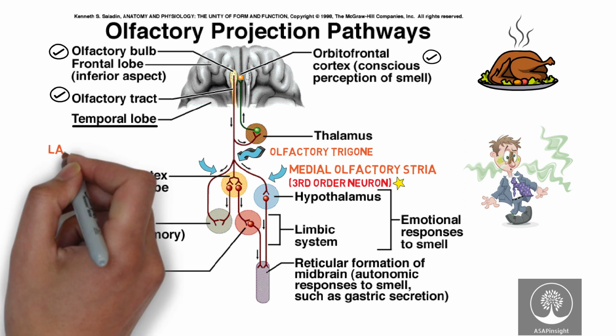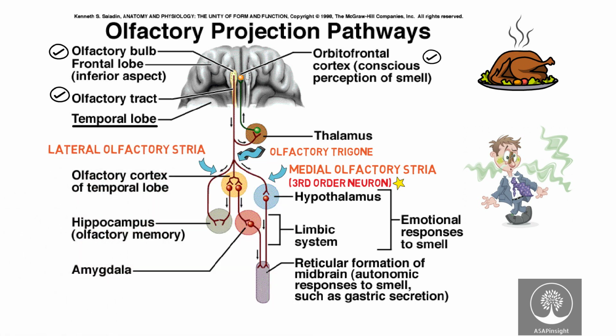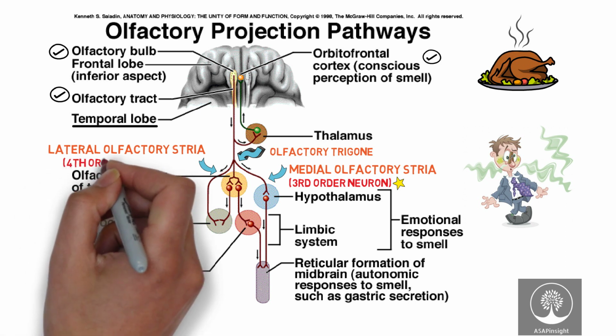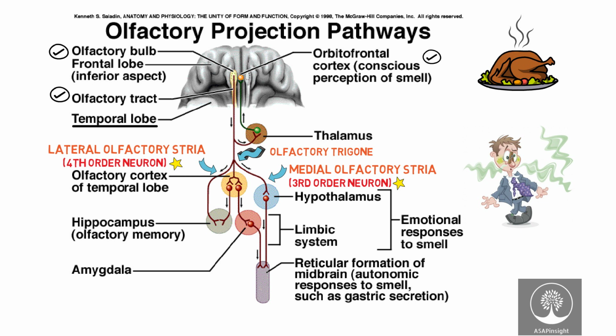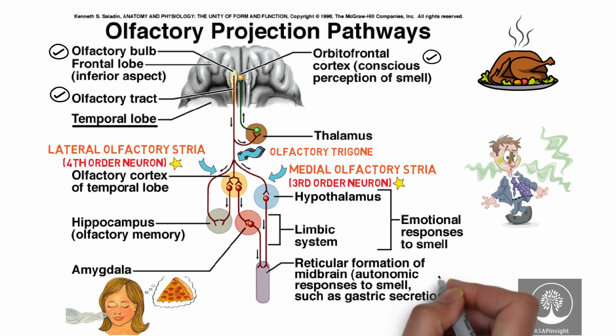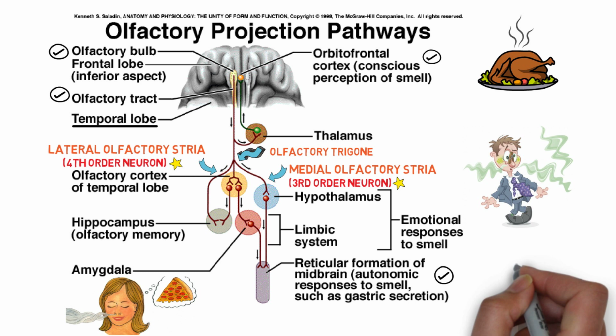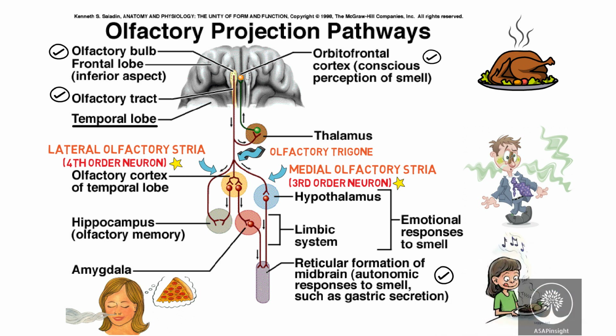The branch on the lateral side is called the lateral olfactory stria. This is the fourth-order neuron. This neuron synapses with the olfactory cortex of the temporal lobe, the hippocampus, and the amygdala, all responsible for olfactory memory. For example, when you smell a pizza, you remember pizza. Lastly, the reticular formation of the midbrain is responsible for the autonomic responses to smell, such as gastric secretions. For example, when you smell your favorite dish, you tend to salivate and generate hunger.